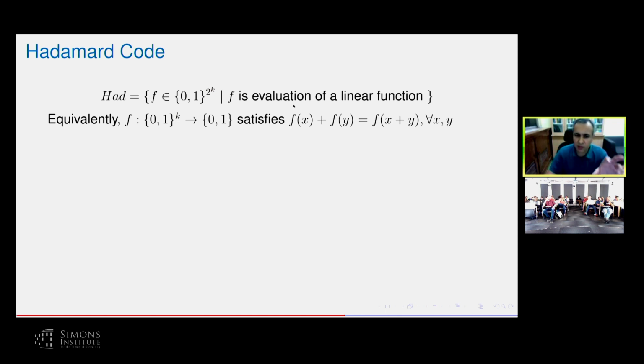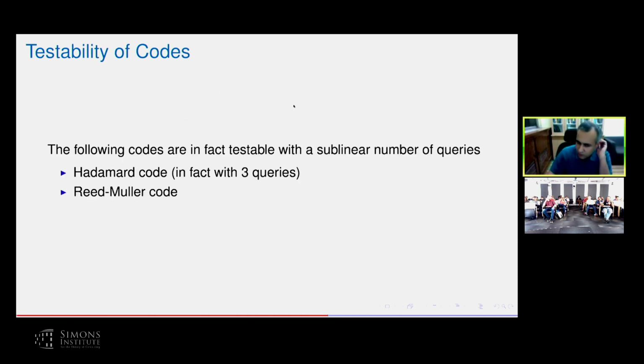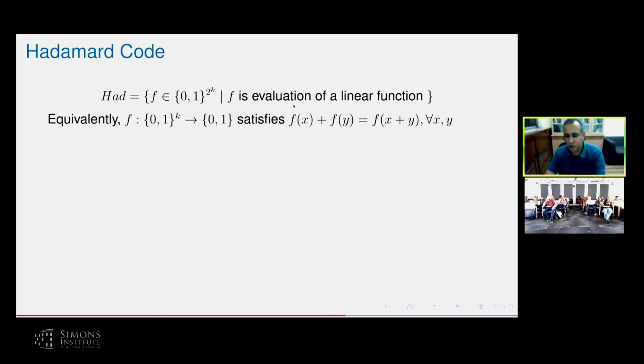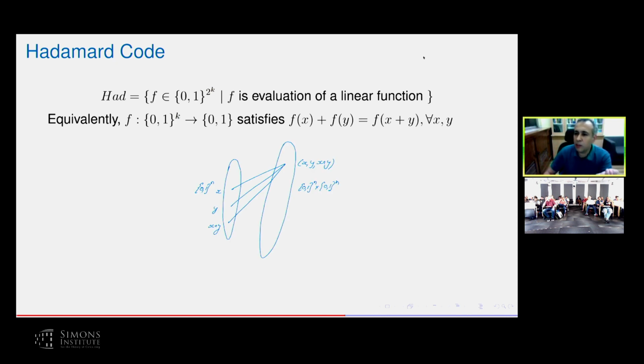Let's look at both of these codes a little more closely. We defined these two codes in the beginning of the lecture, but let's look at a graphical representation of these codes and see how it fits with the picture we have been seeing so far. Once again, let's recall the Hadamard code is the evaluation of all linear functions on the Boolean hypercube. So what's the corresponding bipartite graph representation for this? The Hadamard code has the property that the constraints are of the form f of x plus f of y plus f of x plus y equals 0.